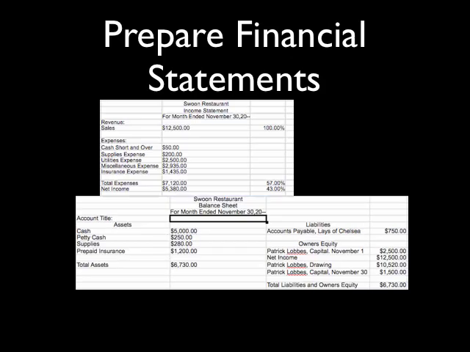After that, we have to prepare financial statements: the income statement as well as the balance sheet. Now, the income statement just measures your revenues, your expenses, and figures out whether or not you're making a profit or a loss. And your balance sheet measures your assets, your liabilities, and your owner's equity, figuring out how much your company is worth. Now, the big thing here is that your assets have to equal your liabilities and owner's equity. If they do not equal out, something went wrong somewhere.